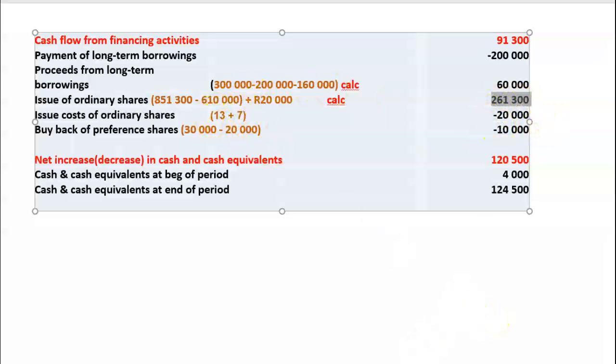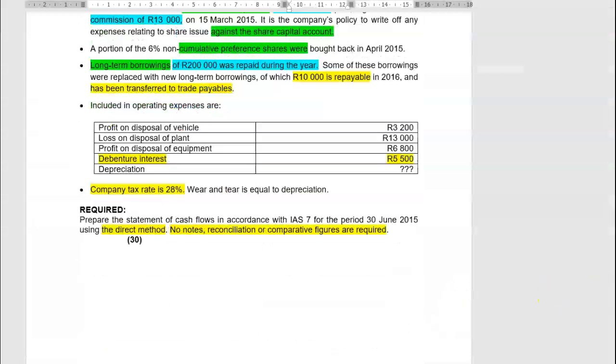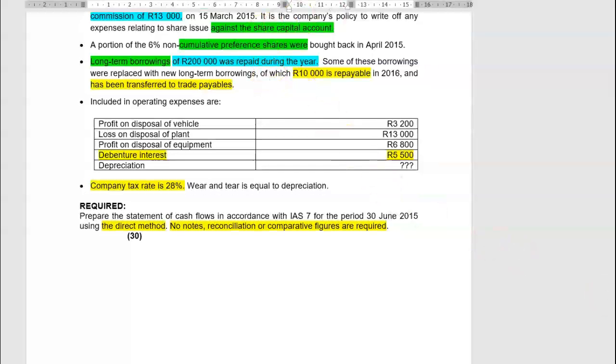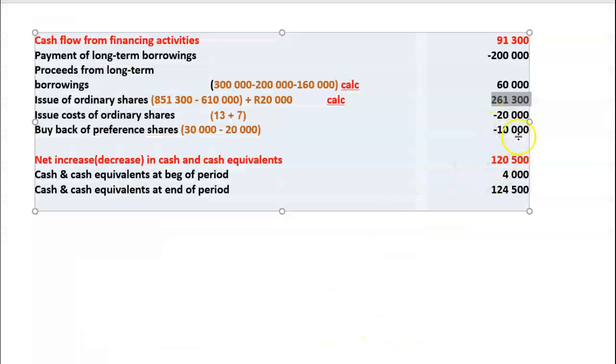Then they also told us that certain preference shares have been bought back during the year. A portion of the 6% non-cumulative preference shares were bought back in April. If you look at your preference shares, there you can see clearly 10,000 rand. They don't tell you that there was any premium involved in this buyback, so therefore you can assume that it was only a cash outflow of 10,000.